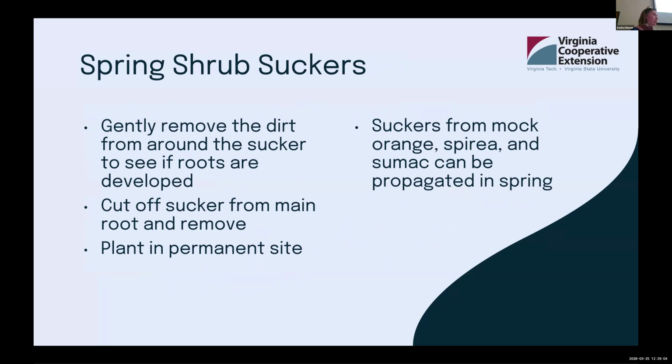What you want to do is gently remove the dirt around the sucker to see if it's developed its own roots. If it has, you're good to trace those roots back to the original root and cut it off from there. And you can plant it right in a permanent site if it's developed its own roots already. If the root development isn't great, you can put it in a pot and keep it in a cold frame and have a more hardy plant for next year.